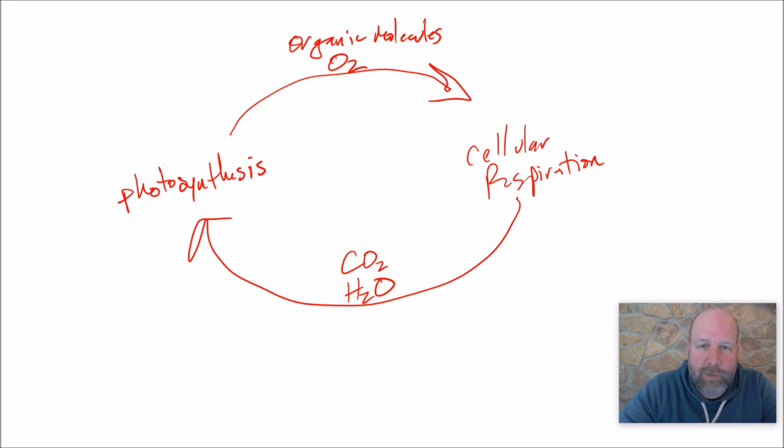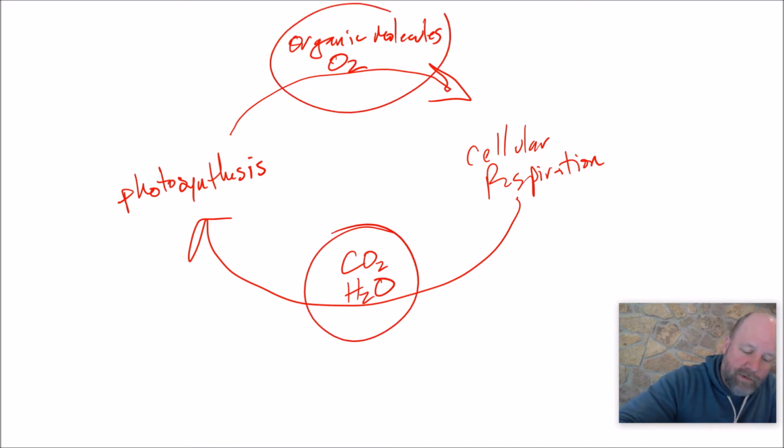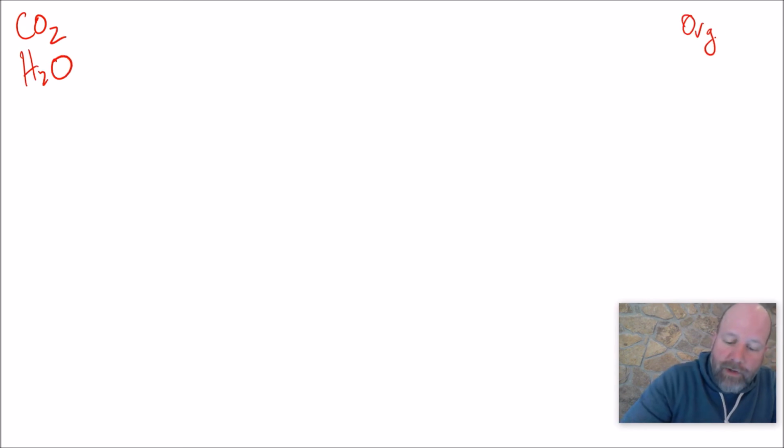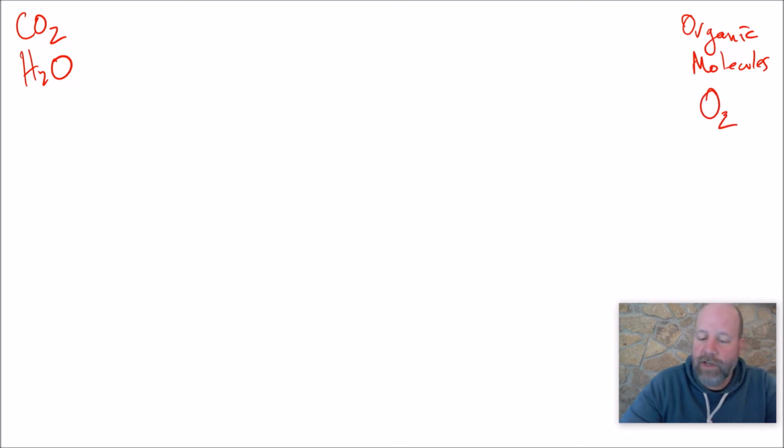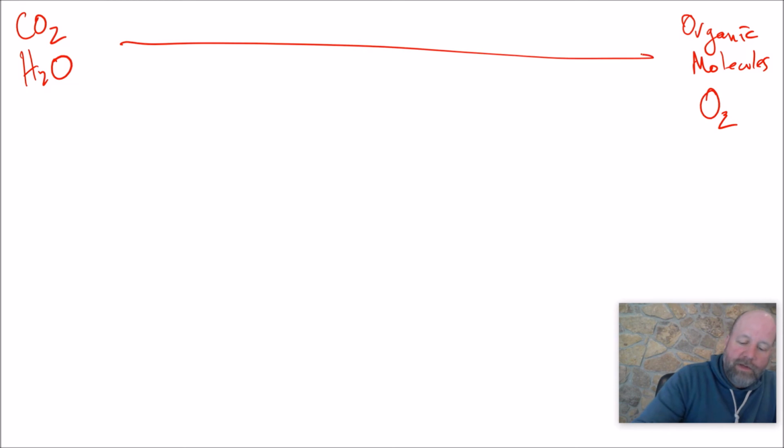So we would need to look at photosynthesis as it fits in with these things. So where are these things used and where are these things produced? And we need to be able to do the same thing with cellular respiration. So when we look at photosynthesis, we know it uses CO2 and we know it uses water. And we know we've got to produce organic molecules, and we're going to end up with some oxygen gas. So we're going to turn this into this.